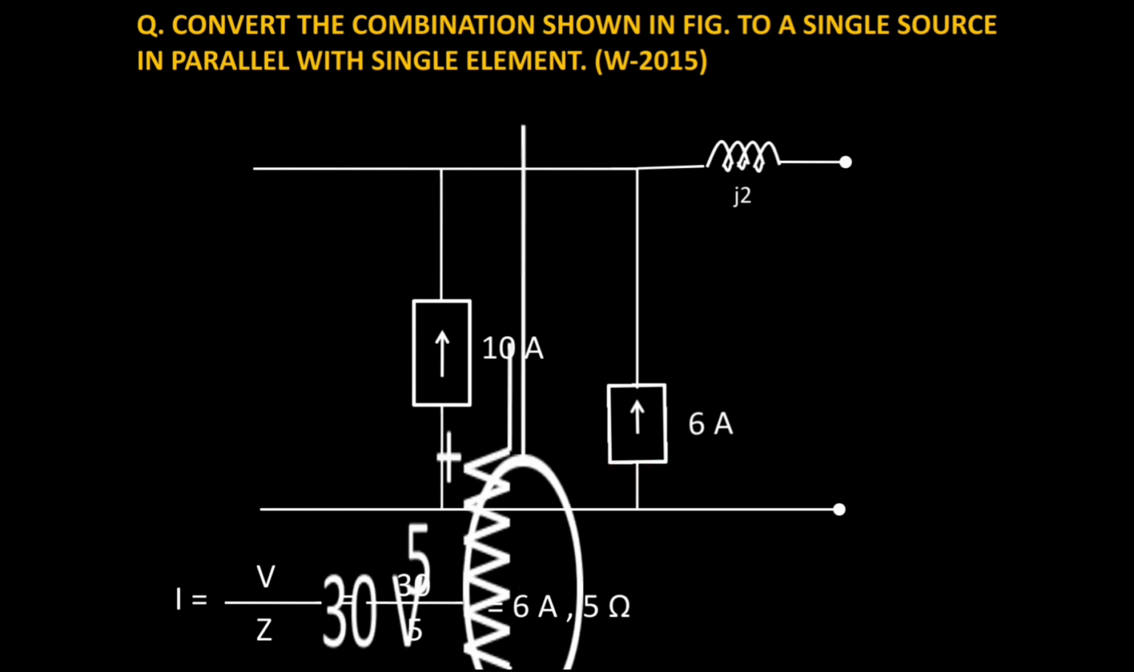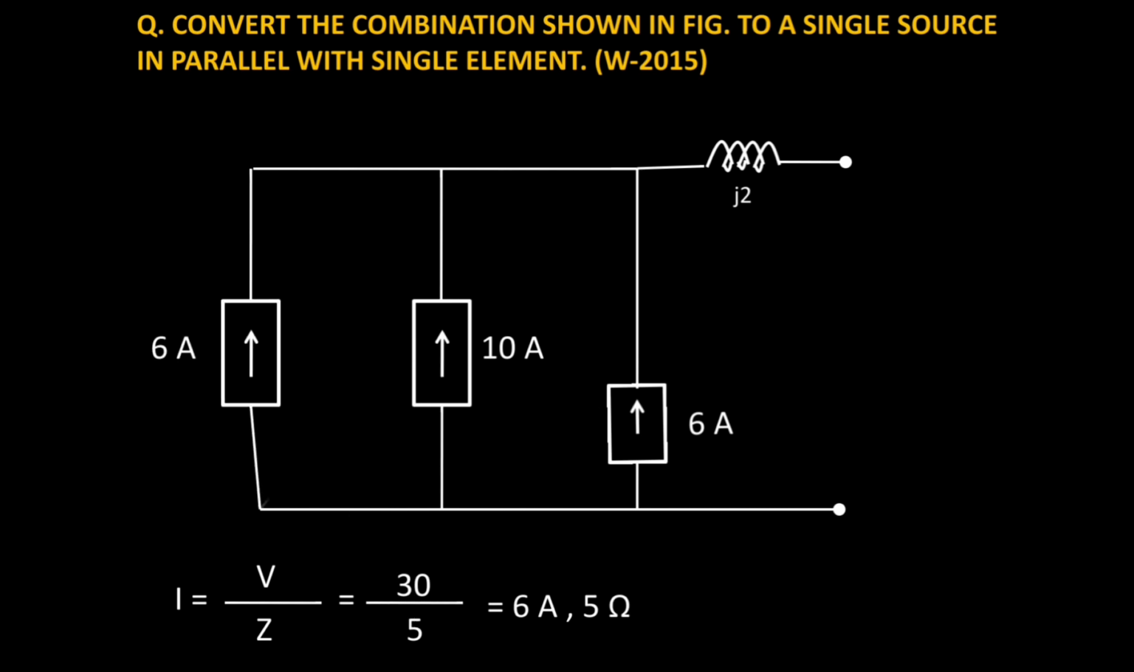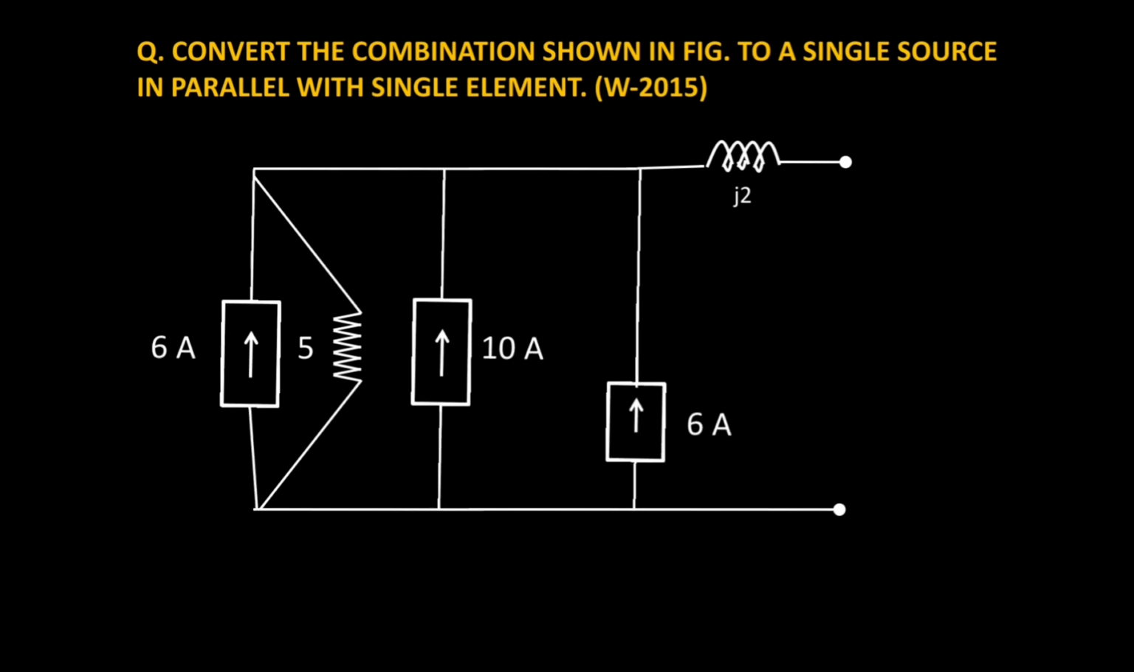So we can remove this voltage source, and instead of that we will draw a current source of 6 ampere and a resistor of 5 ohm connected in parallel with it. So we got the circuit like this. Now these 3 current sources are in parallel and their polarity is the same, that is upward, so we can simply add these 3 current sources.